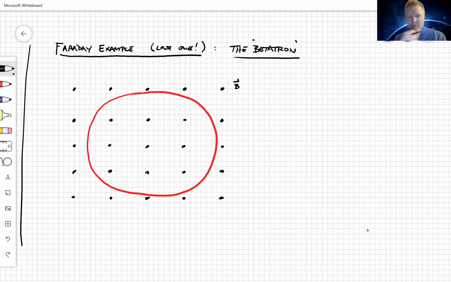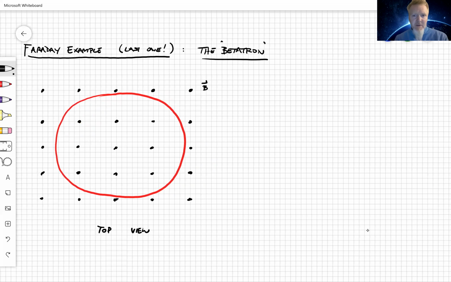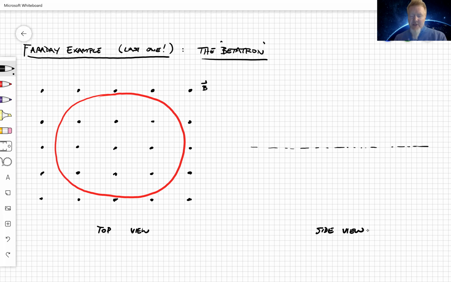So this is the top view. Now, if I draw the side view over here, maybe I can fit it all on one page. Suppose I do something like this. Okay, so for the side view, basically imagine that dotted line is the plane of this red circular electron orbit. And this is what the B field looks like.